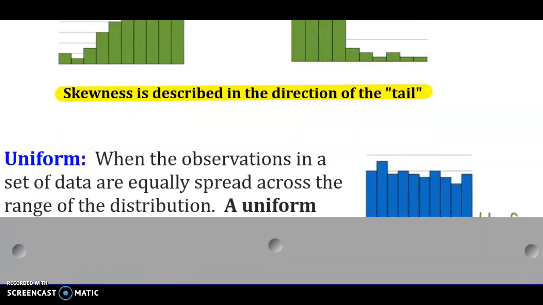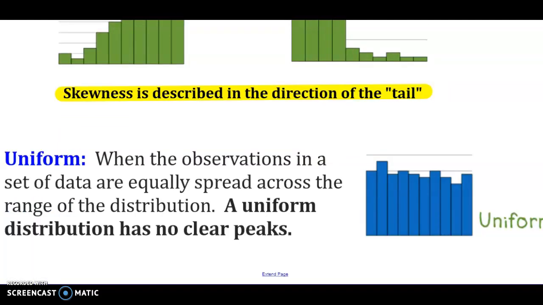And the last type that we talk about are what are called uniform distributions, where, yeah, you do have a high and a low, but honestly, most of them are almost all the same height. So when you've got it equally spread across the range, we're going to say that it has really no peaks. Yes, there is a high, but it isn't moving in a direction.